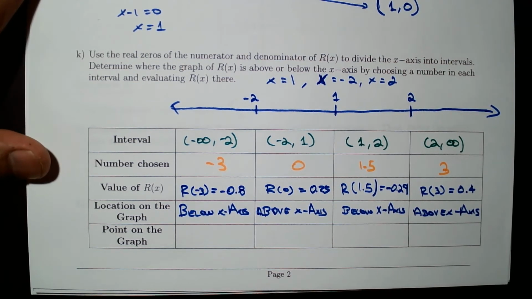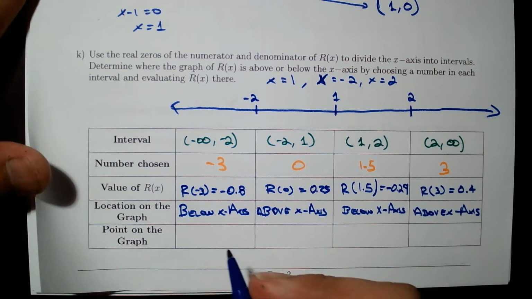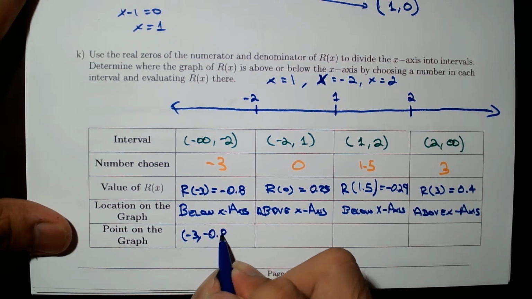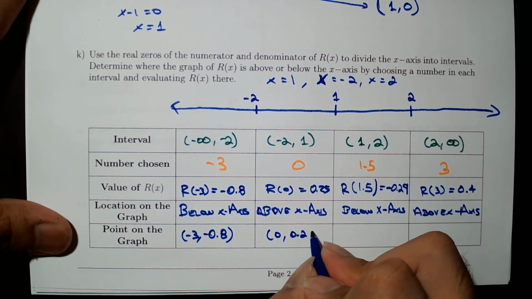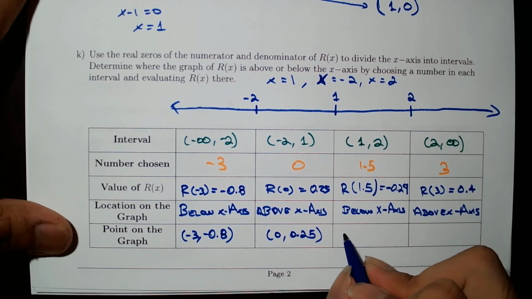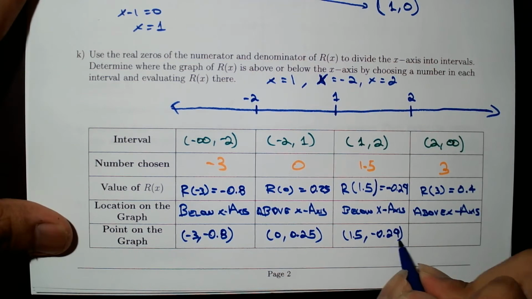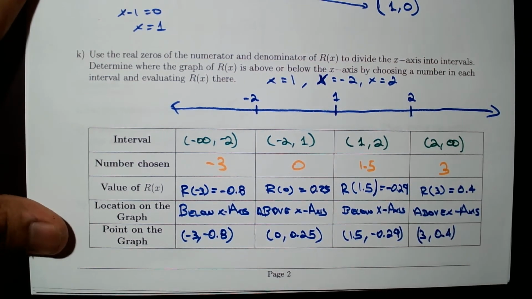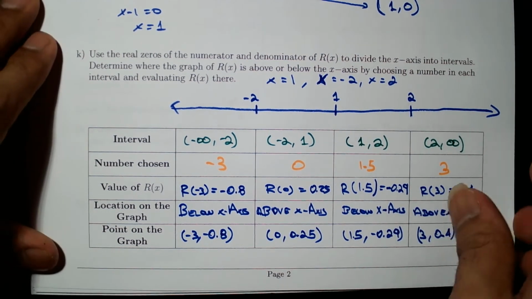All right. Now, what is the point on the graph? Well, convert this function notation into ordered pairs. That is negative 3, comma negative 0.8, 0, comma 0.25, 1.5, comma negative 0.29, and 3, comma 0.4. So those are the ordered pairs, the points that we want as extra.